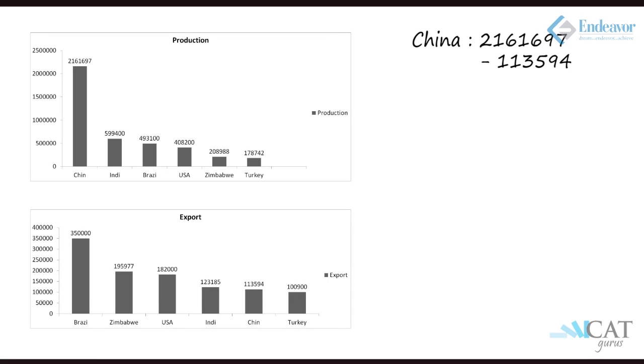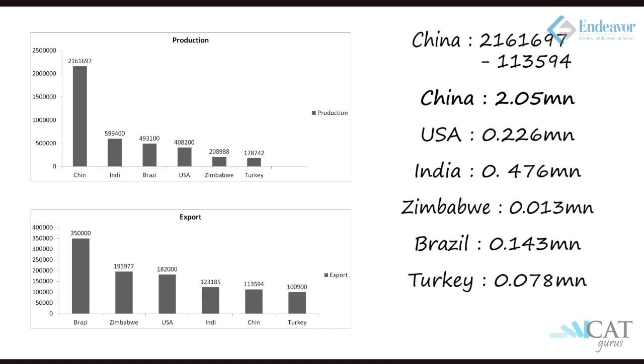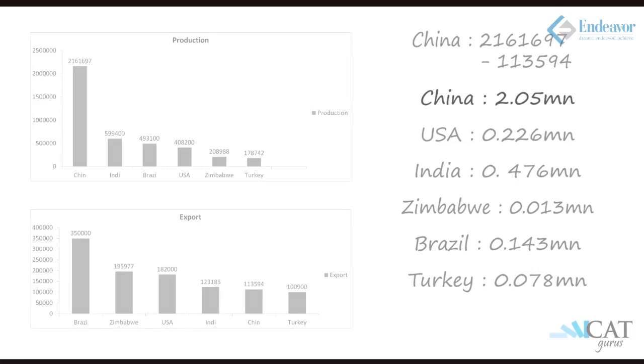Let's write them down. China. So from the difference of the two, we can say that in China it is 2.05 million, whatever is the figure. I think it is metric tons. So 2.05 million metric tons. Let's not write a 6-digit number, it will become too complicated. So simplifying it, 2.05 for China. For US it is 0.226 million. For India it is 0.476 million. For Zimbabwe it is 0.013 million. For Brazil it is 0.143, and for Turkey it is 0.078 million.